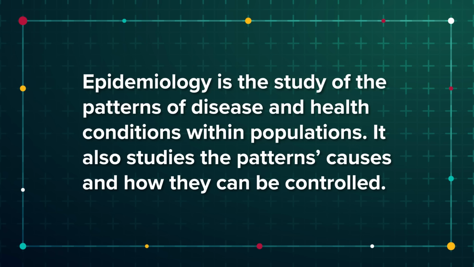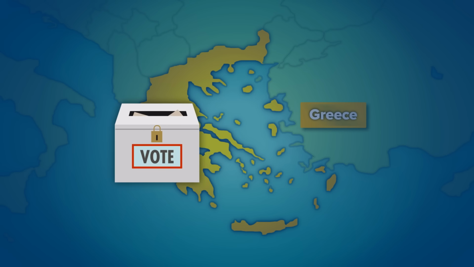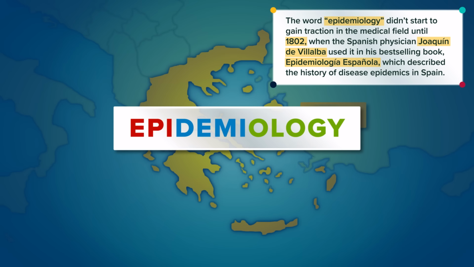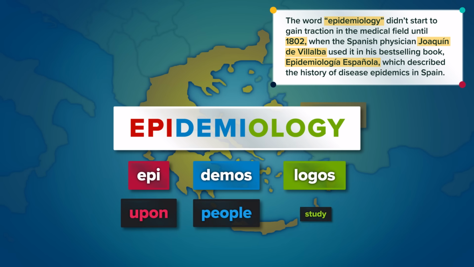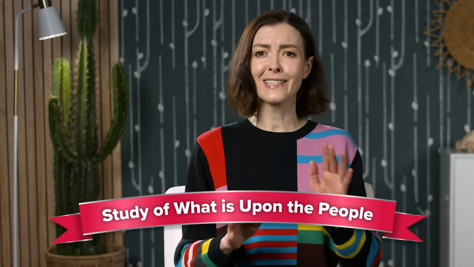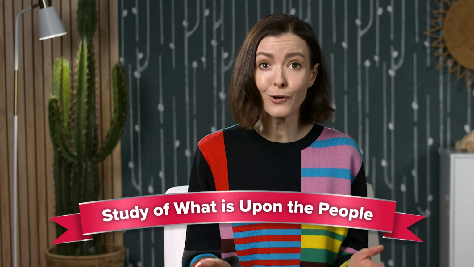Epidemiology is the study of the patterns of disease and health conditions within populations. It also studies the patterns' causes and how they can be controlled. Much like democracy and the Mamma Mia film franchise, we can at least partially give credit for the word epidemiology to the Greeks. It comes from the three Greek words epi, demos, and logos, which mean upon, people, and study. So epidemiology is literally the study of what is upon the people, which is kind of a terrifyingly broad field.